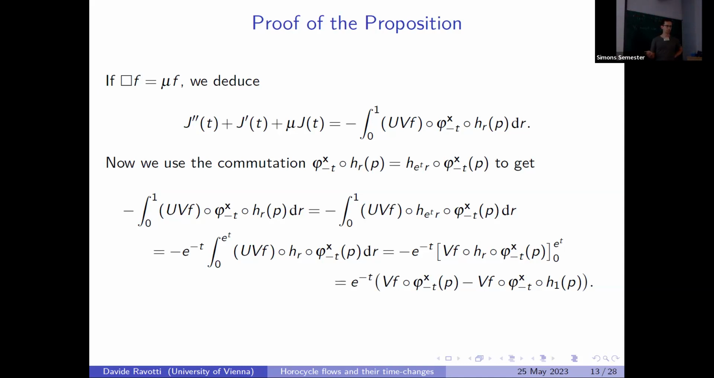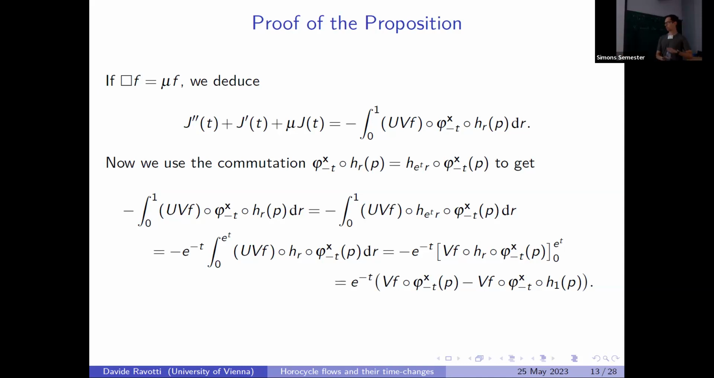So I use the fundamental theorem of calculus to say that this integral here is the value of the function vf at the extrema, like the difference of the value of the function at the extrema. So I get minus e to the minus t times this difference, that if you write it down is this object over here. And this proves the proposition.